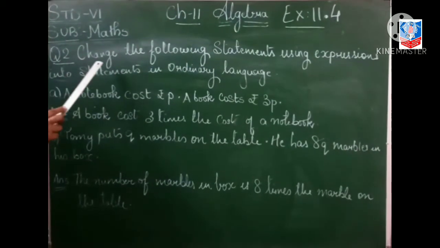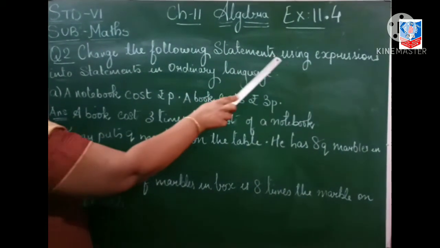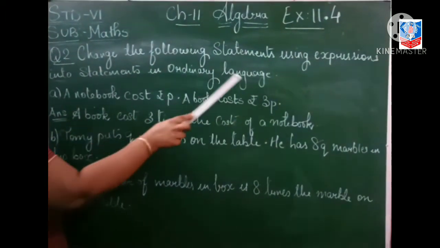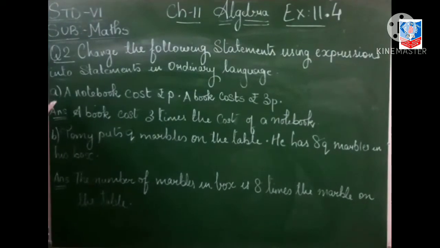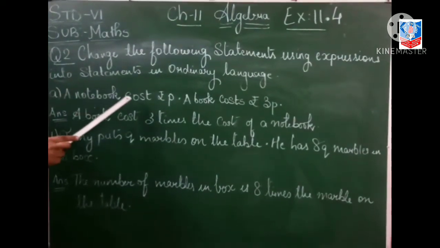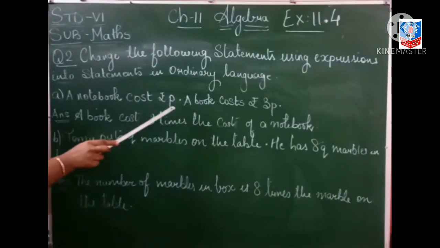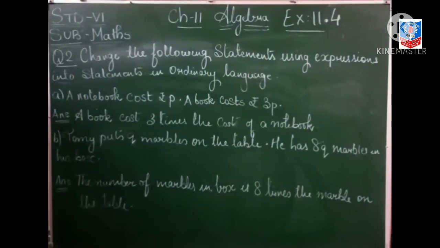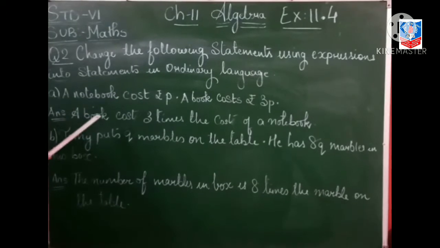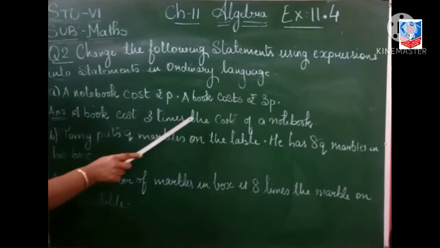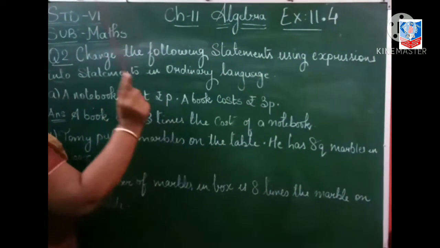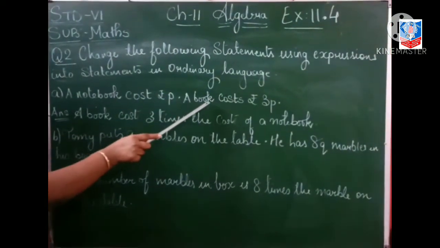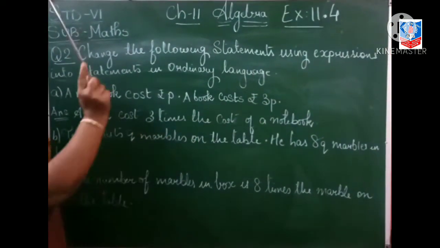Question number 2. Change the following statements using expressions into statements in ordinary language. First question is, a notebook costs rupees P. A book costs rupees 3P. So we will write this as: a book costs 3 times the cost of a notebook. See, the cost of the notebook is P and the cost of the book is 3P.